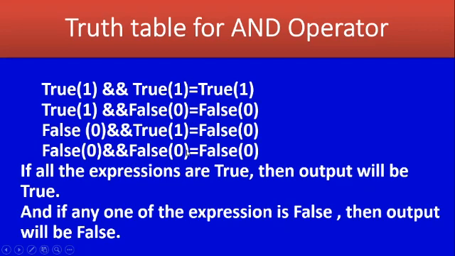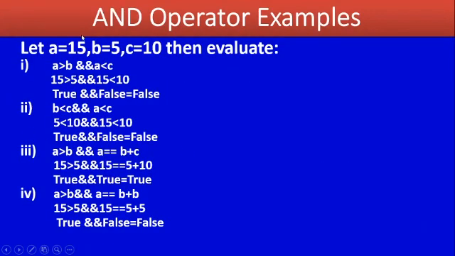Okay, I will show you one example. Let A equal to 15, B equal to 5, C equal to 10. Then evaluate. These are the questions, as in the question paper. Let A equal to 15, B equal to 5, C equal to 10, then evaluate these four questions. So you have to find out this one, second line and third line. Okay.